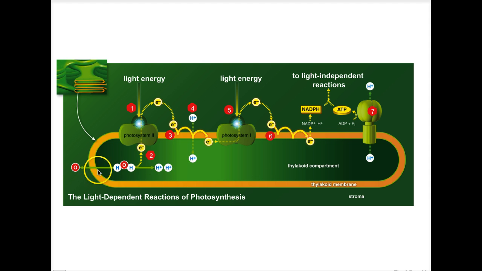Now remember these hydrogen ions that we've built up here in the thylakoid compartment. They will be used by a complex called ATP synthase. And that complex uses the energy built up in the hydrogen ion gradient to form ATP from ADP and inorganic phosphate. So our end result of the light-dependent reactions are the production of NADPH and ATP that will then be used by the enzymes in the stroma to take the carbon from carbon dioxide and form glucose.